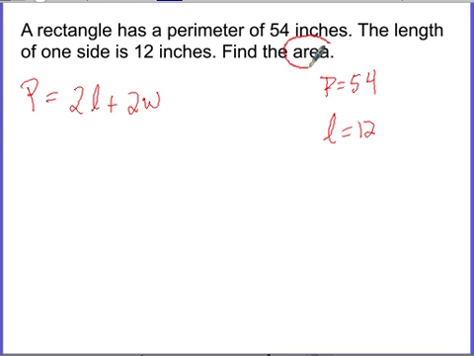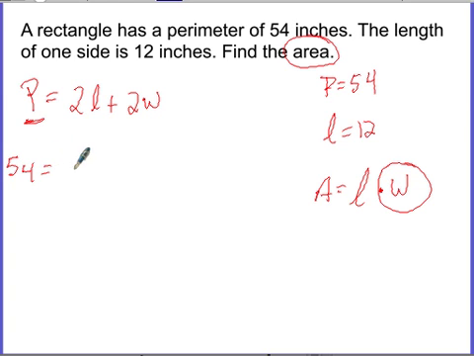Find the area. What do I need to do to find the area? Area equals length times width. So I need to know the width so I can find the area, right? What can I do to find that number? The perimeter is 54, so I can substitute. 54 equals 2 times 12, since the length is 12, plus 2w.